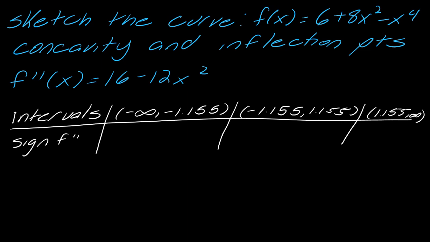And so again, if you choose a test point in each of these, here is the sign that you will find for f double prime. I'm just not going to show all the details for this. I've talked about this at length in other videos, so I'll drop a link to those in the description. But now I can tell where my inflection points are. So I have an inflection point at negative 1.155 and also at positive 1.155.